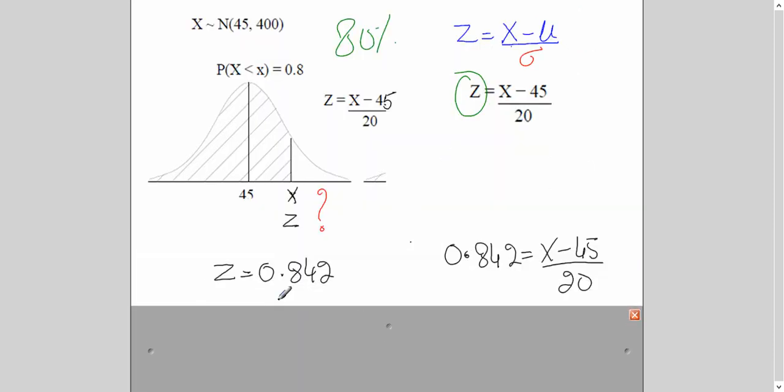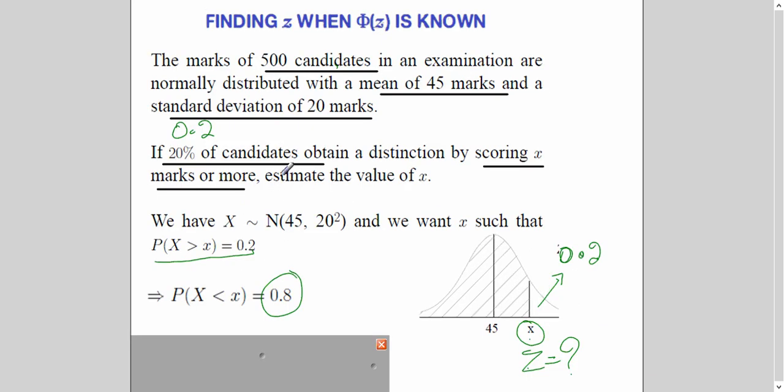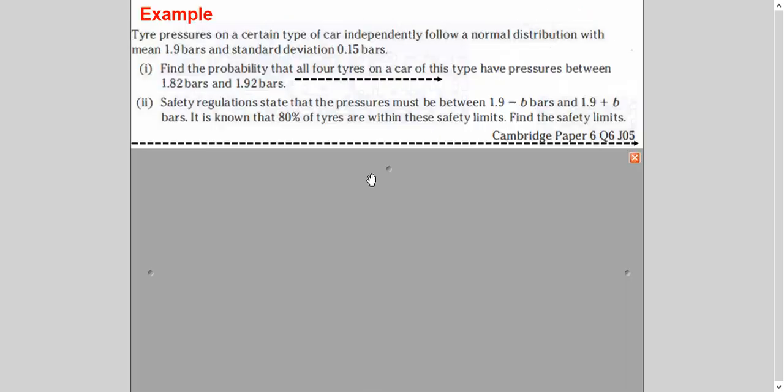That is the Z value. I will plug that Z value in here, and I will get my X value. So I found the marks of the student. If they are more than 61.84 marks, they will get a distinction, right? So let's see another example, the last example for this video.